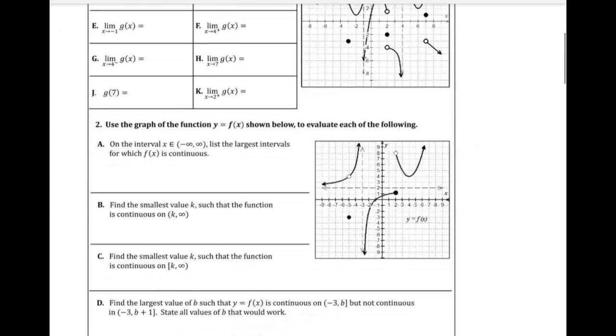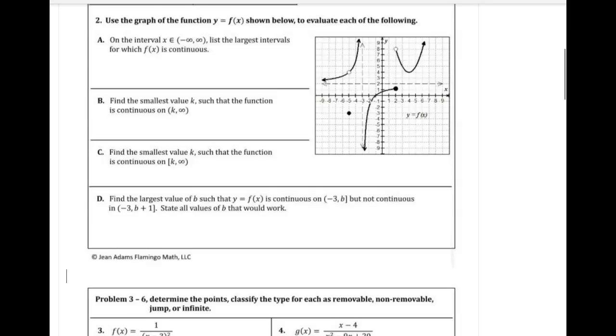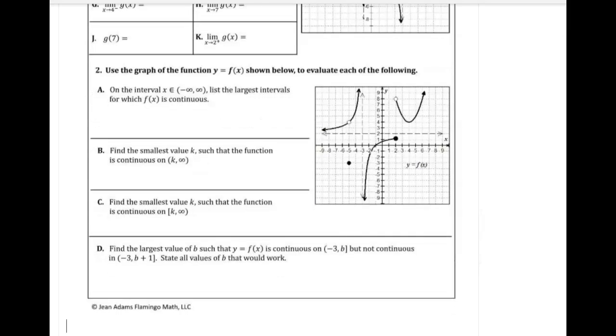I'm going to talk through number 2 through 6 on today's practice worksheet. So first of all, number 2 here is not the type of question that would necessarily show up in a test or something. They're more just good things to think about. So for the first one, on the interval x, which is negative infinity to infinity, list the largest intervals on which f of x is continuous.